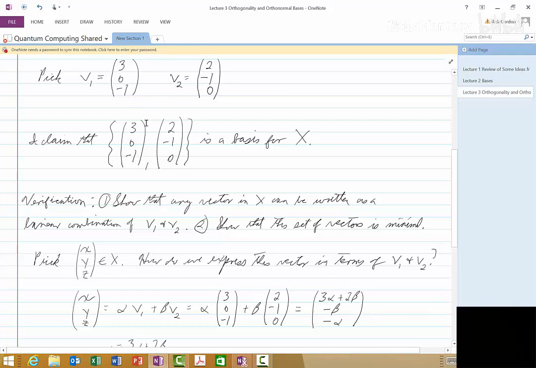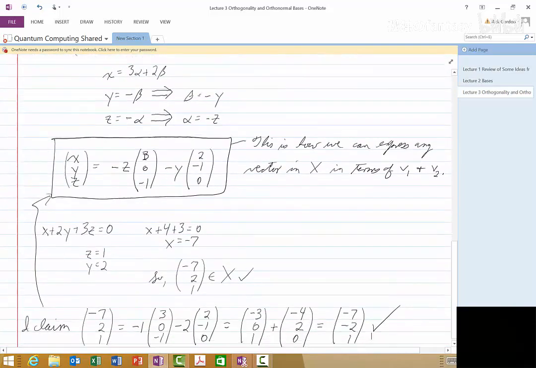And likewise, if we took 3, 0, negative 1 away, and we're left with just 2, negative 1, 0, that would not be sufficient, because the 3, 0, negative 1 is a vector in X, and it could not be expressed in terms of 2, negative 1, 0. So both of these vectors, or let's say two vectors that are in X, and neither of which is a multiple of the other, are needed, and these two will do.